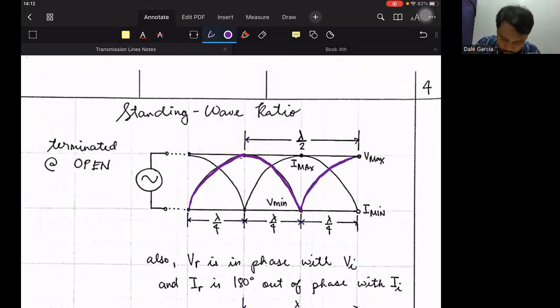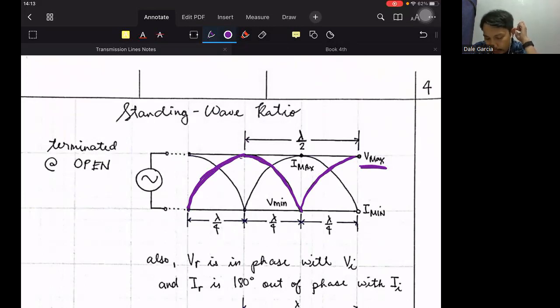Okay. So ignoring the current standing wave at the back, the voltage standing wave in this illustration is the one in violet. Okay? So ignore the current for a brief moment.